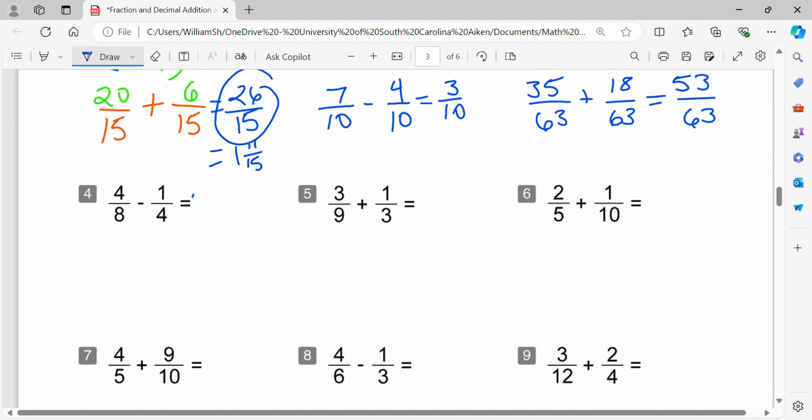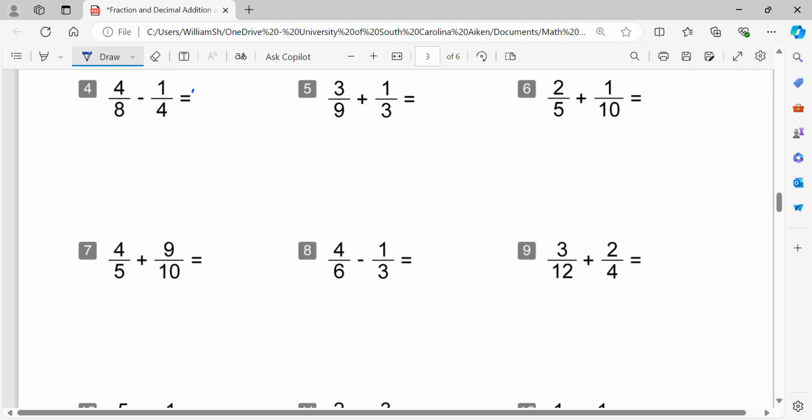Let's go to number 4. Let's do a different color to distinguish. Here I have 4/8 minus 1/4. My least common multiple for this one's pretty easy to see because we can make that 4 into that 8 really simple. So my common denominator here should be an 8. So I want a denominator of 8 for both. Here, this one doesn't change at all. Here, I need to multiply by 2 over 2 in order to make this denominator 8.